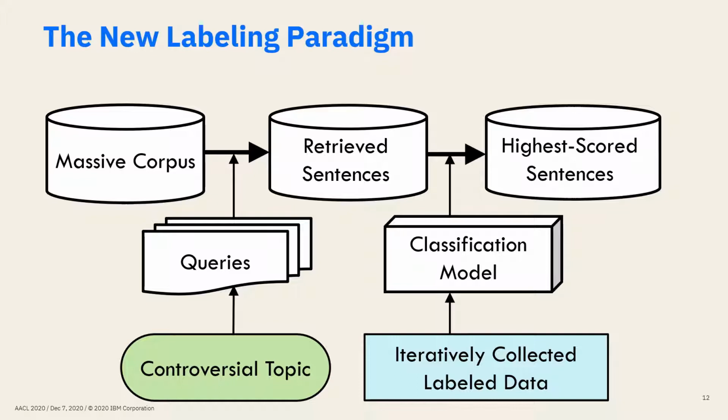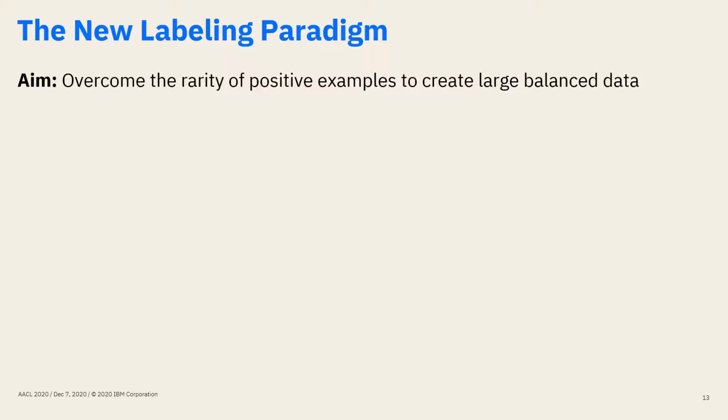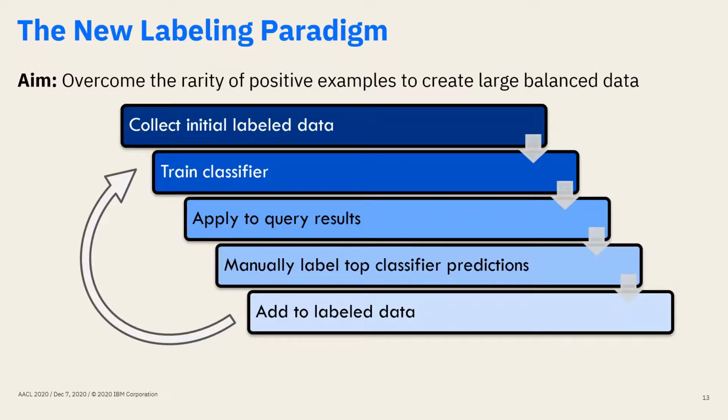Now let's move to describe the new labeling paradigm that we developed in order to create a large and balanced dataset of manually annotated sentences. The aim of the new labeling paradigm is to create a large set of manually annotated data that is also balanced with respect to the amount of argumentative and non-argumentative sentences. For this purpose, it is necessary to find a way to overcome the rarity of positives, namely argumentative sentences, within the data.